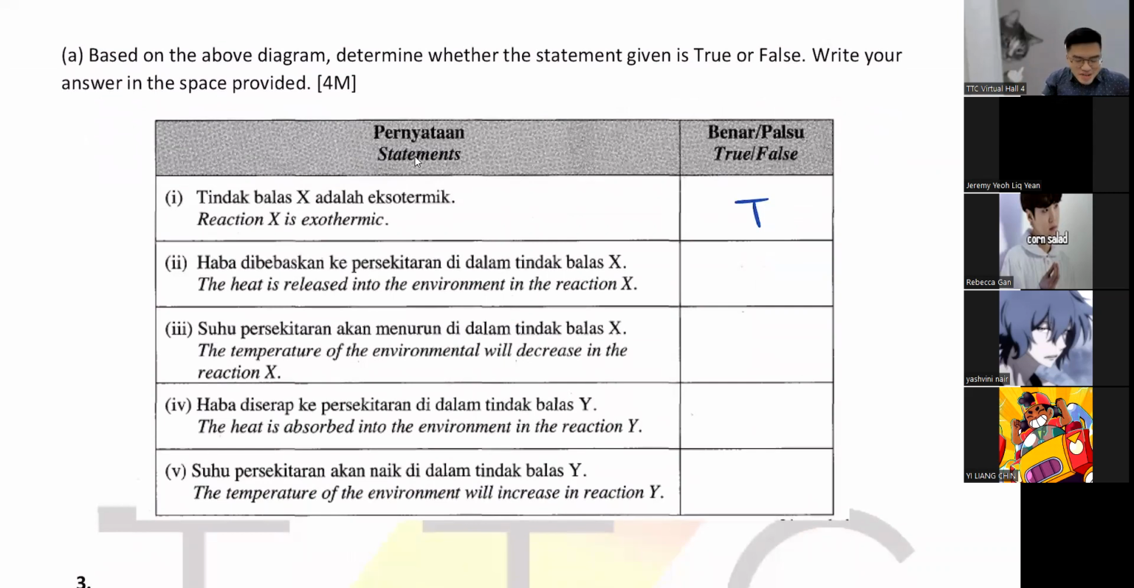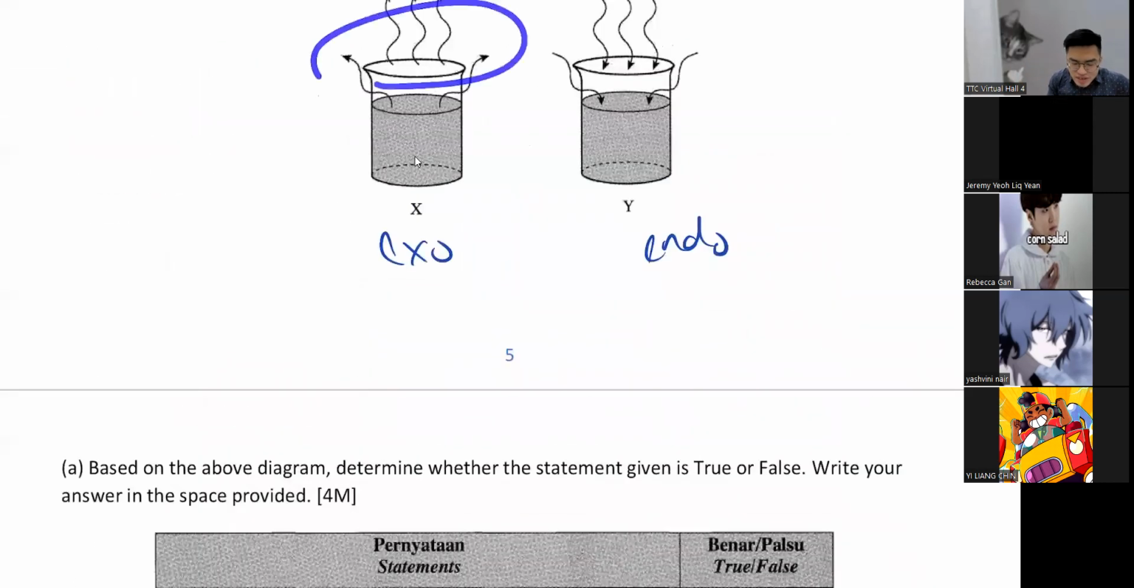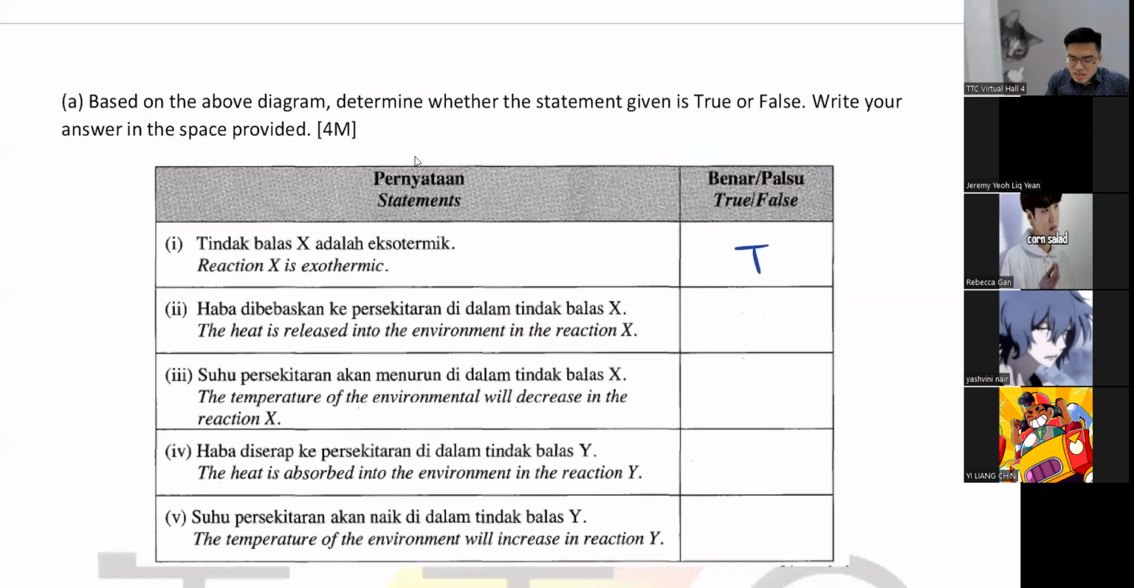Anyway, so number 2, the heat is released into the environment in reaction X. So they release heat to the surrounding, to the environment. Yes. So true.